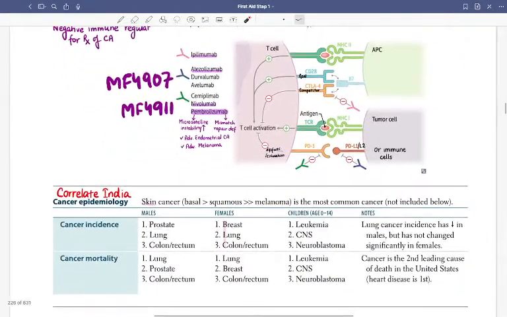Correlate with India. This is the skin, basic. Most common cancer in males here is prostate. In India, I think it was smoking-related, so lung, colon, rectum. This is cancer mortality: lung, prostate carcinoma here. In females it is breast, lung, colorectal. And this is colon cancer mortality rate. And in children it is leukemia, CNS and neuroblastoma.